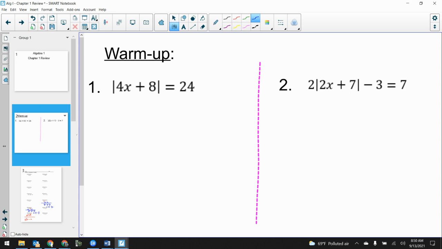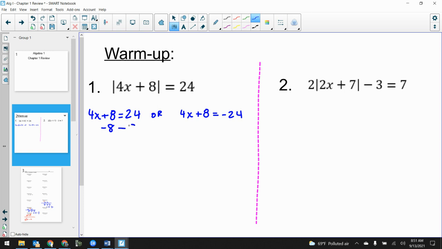I can't go right away and do it for number 2 yet. But I say 4x plus 8 is equal to 24, or 4x plus 8 is equal to negative 24. Those are my two solutions. And then I solve each one of those equations. Now remember that I have to have both of them.